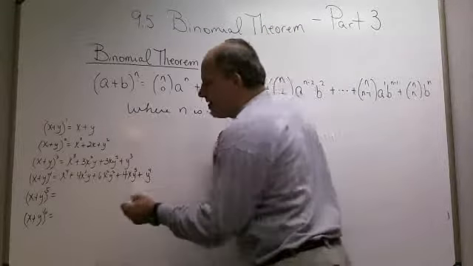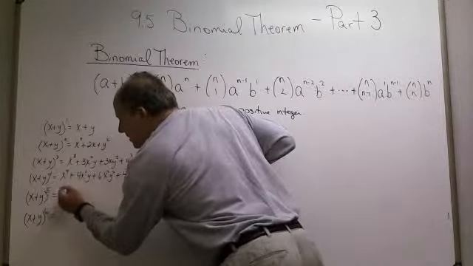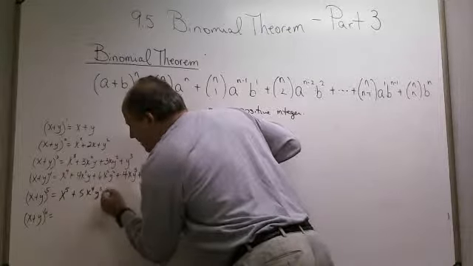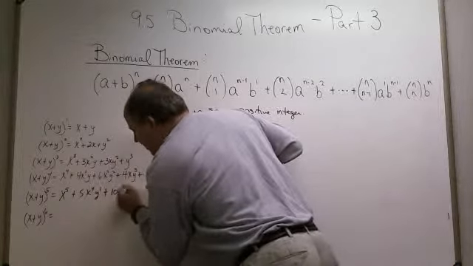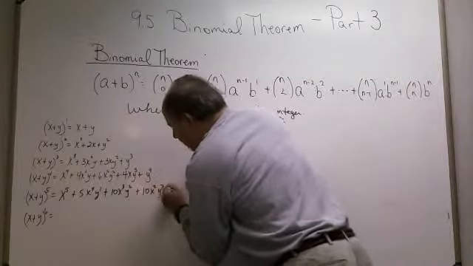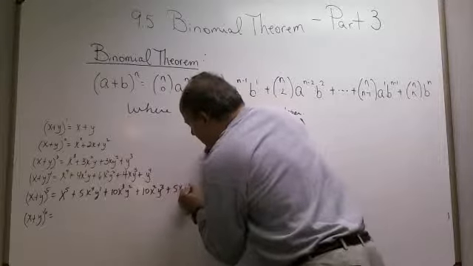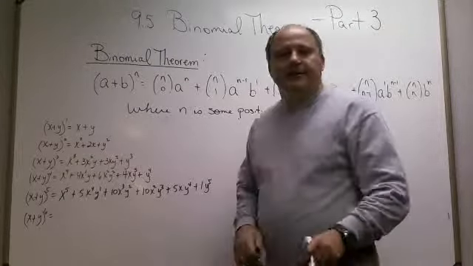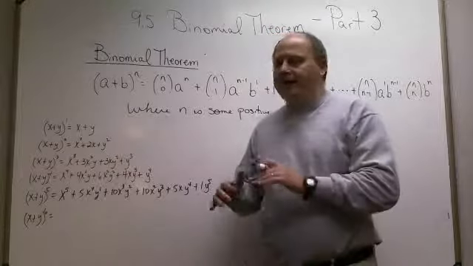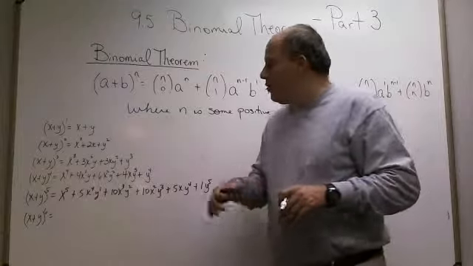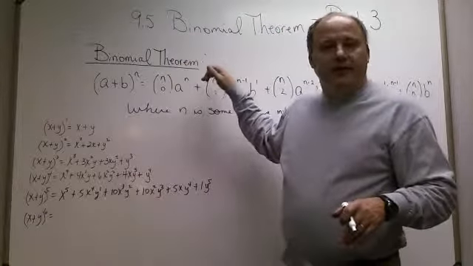If you expand that out, it's going to be x to the fifth plus 5x to the fourth y to the first, plus 10x to the third y to the second, plus 10x to the second y to the third, plus 5x y to the fourth, plus 1y to the fifth. And that's the expansion of (x plus y) to the fifth. Now, I didn't do the multiplication in my head. What I was doing was following the theorem.